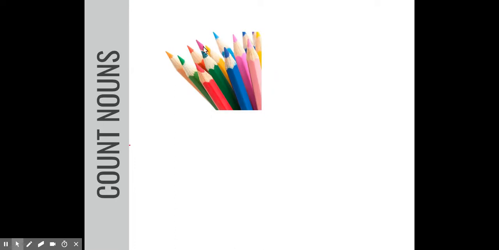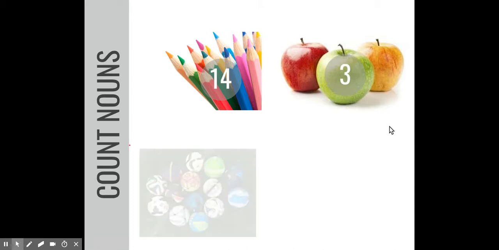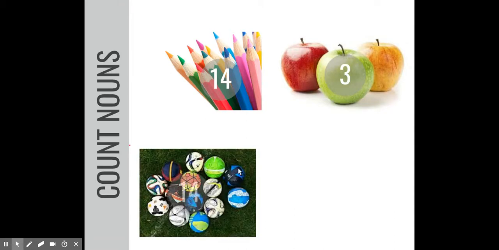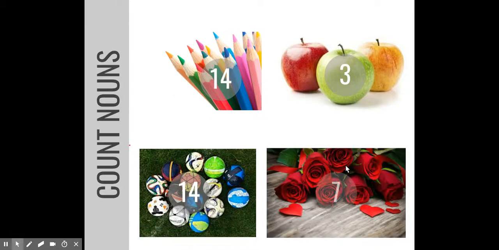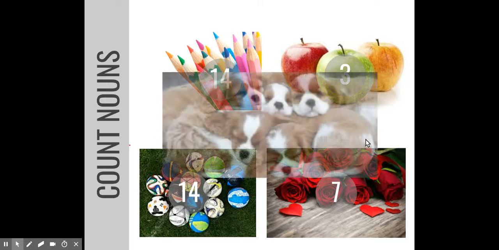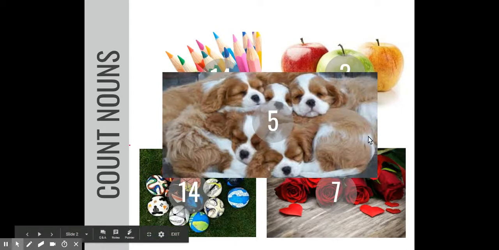Okay. Let's see some examples. Here we have a group of pencils. We can count them. We have 14 pencils, right? We have 3 apples, 14 balls, 7 roses, and 5 adorable puppies, right? So these are all people, places, or things that we can count, okay?